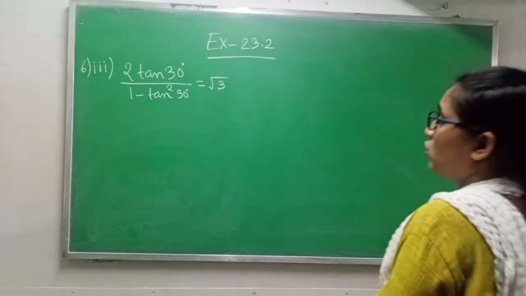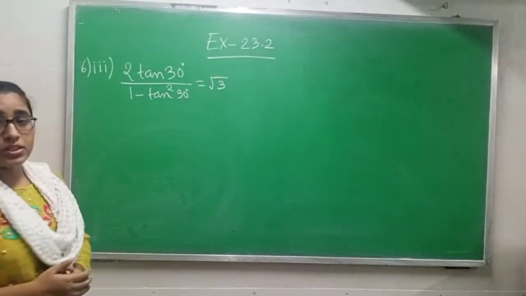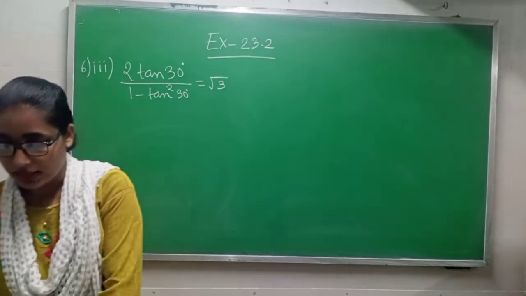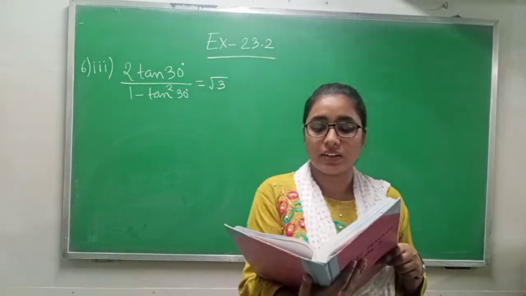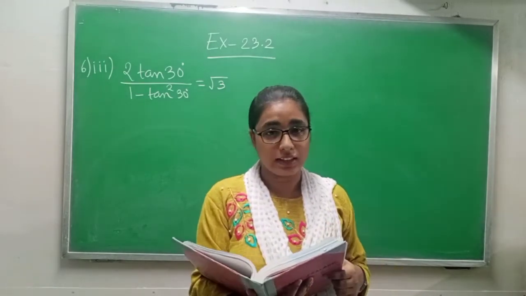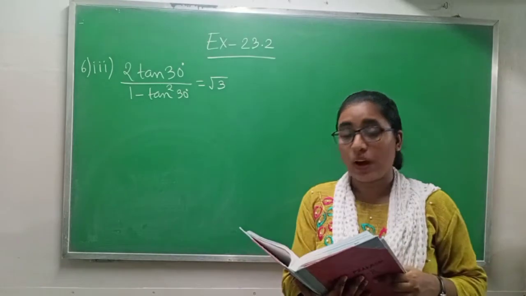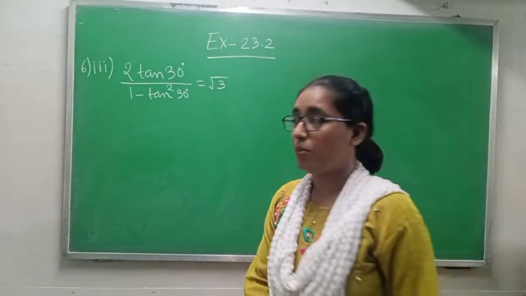Class 10. We are going to start exercise 23.2, question number 6. Please open your book and see question number 6. In the book it is written, let us show that. So we have to show that LHS equals RHS. 6.1, 6.2 I am not doing. First I am doing 6.3. So please concentrate on the board.